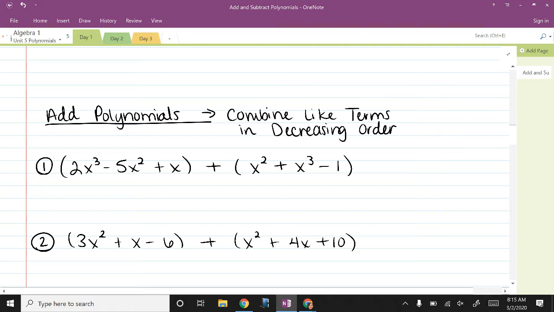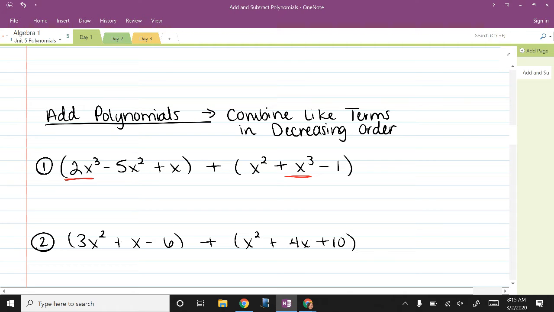All right. I like adding polynomials because you can usually do it all in one step. So what are my highest exponents? The third power, right? So I have a 2x to the third over here and a 1x to the third over here. So I'm going to combine like terms.